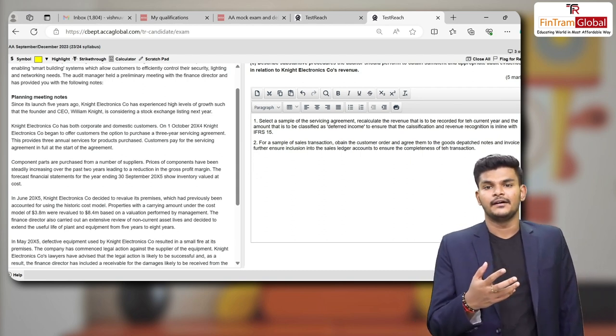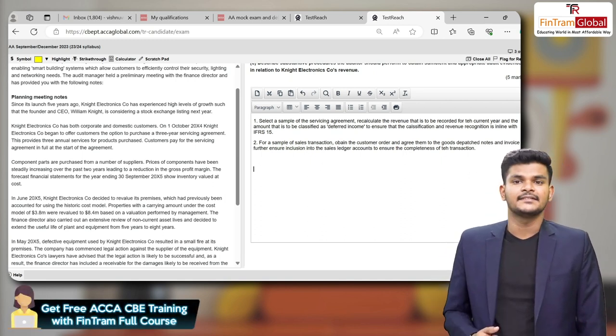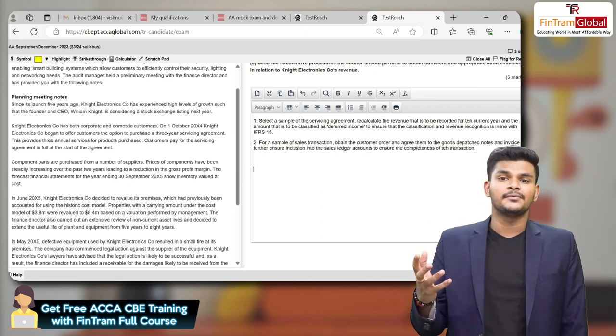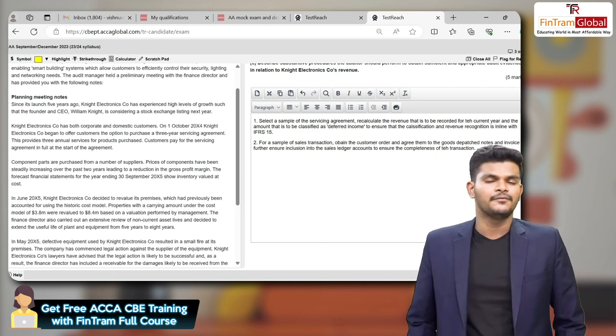We're obtaining the customer order of a sample of revenue transactions, sales transactions, and then we're agreeing the details to the goods dispatch note and later to invoice, and later we're ensuring that it has been correctly included within the sales ledger listing as well. Okay, folks, simple as that.